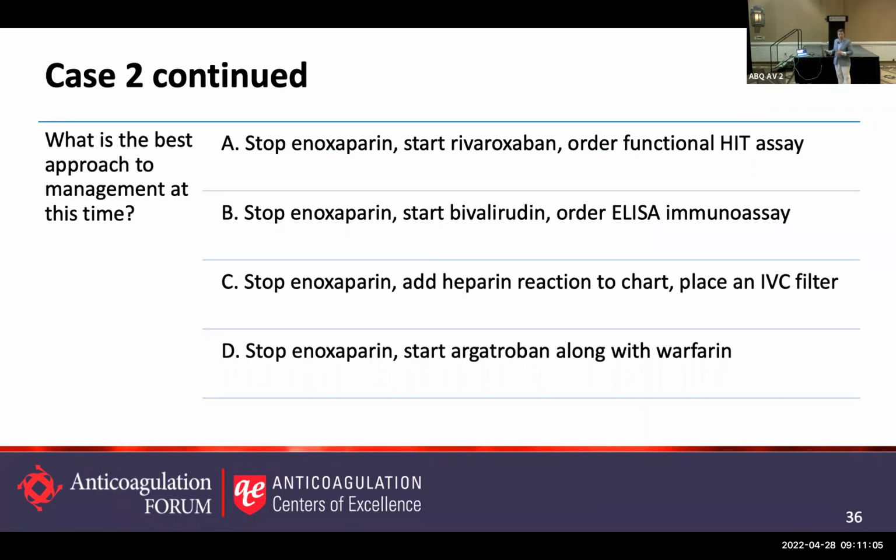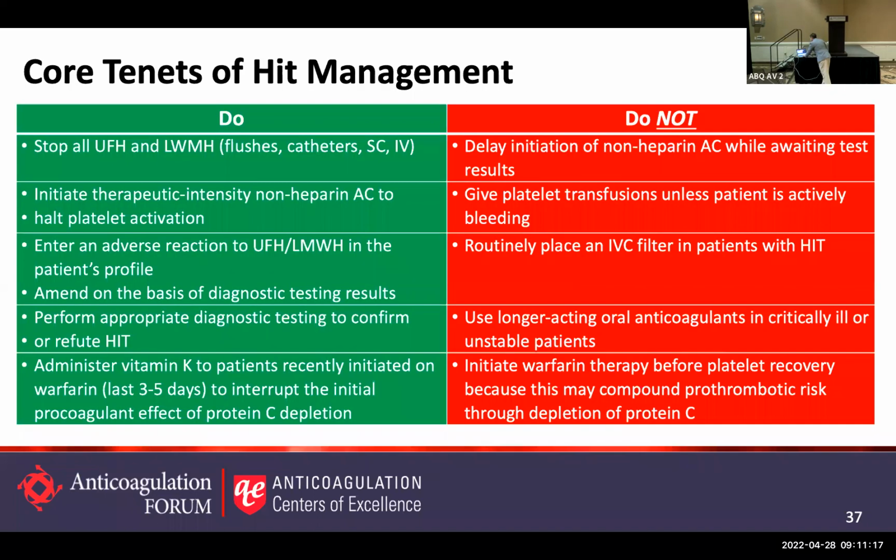We're going to start an alternative anticoagulant called bivalirudin, which is a direct thrombin inhibitor. And then we're definitely going to want to order that ELISA antibody to look for those pathogenic antibodies, okay? There's some do's and don'ts in HIT. You want to stop all the offending heparin agents. You want to start an alternative anticoagulant. You've got to enter that heparin adverse reaction on the patient's profile and then perform that diagnostic testing.